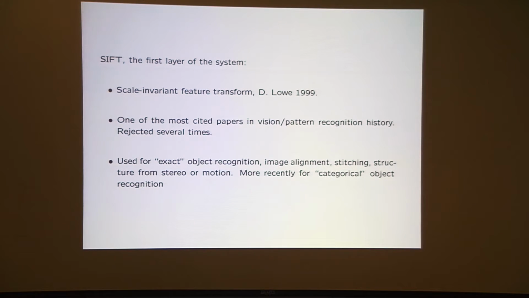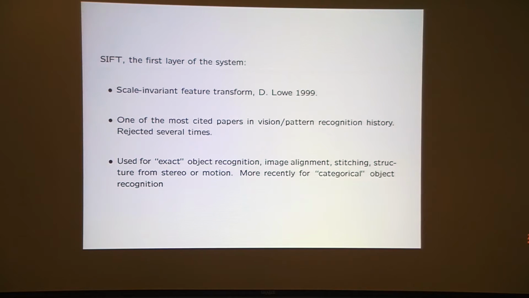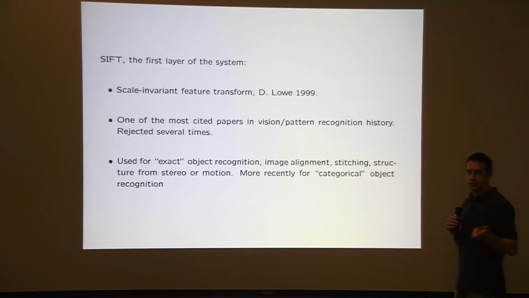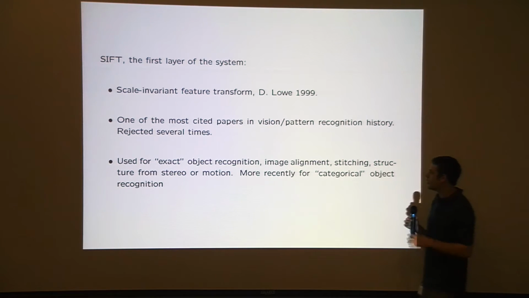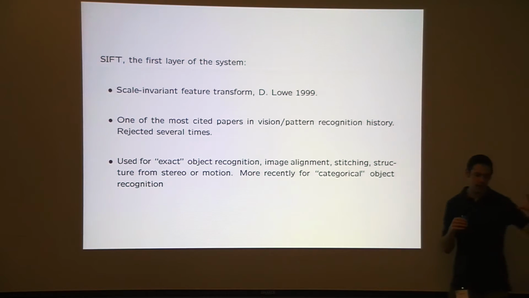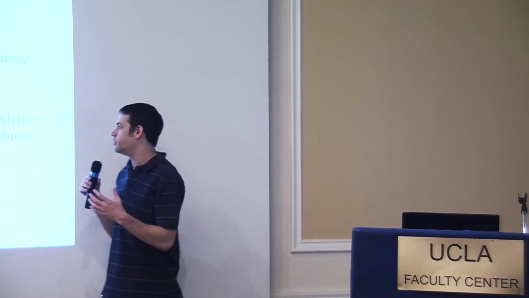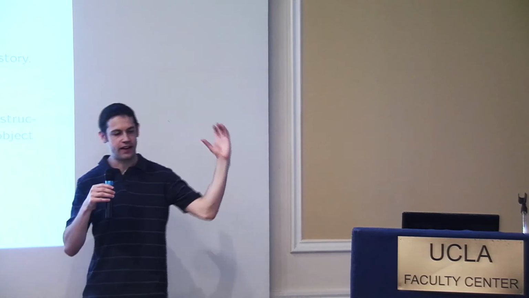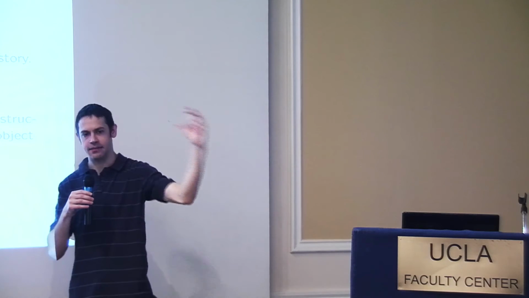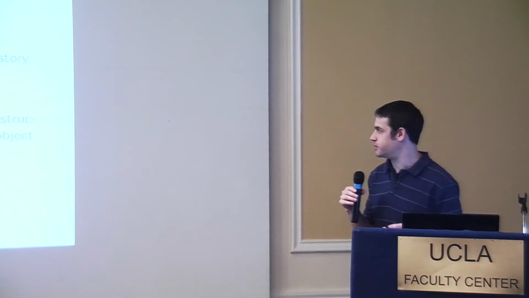So the first layer of the system is SIFT. SIFT is a really popular low-level image descriptor, if you haven't seen it. It was originally used for image matching. In other words, like TinEye, you want to find an image that's exactly the same as your image somewhere, or you want to do stitching: find a place in that image that's exactly the same as this image. More recently, people said it's also a good feature for object recognition.